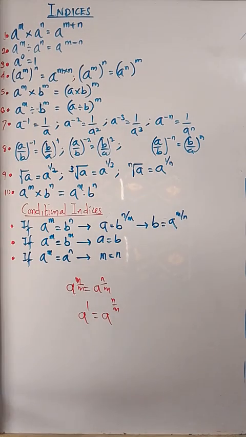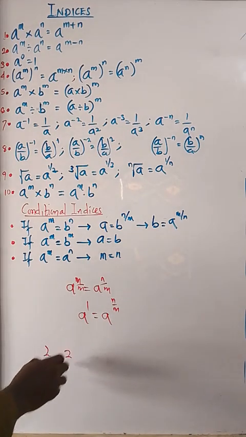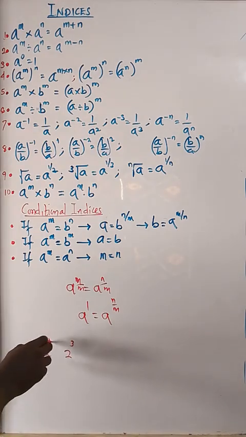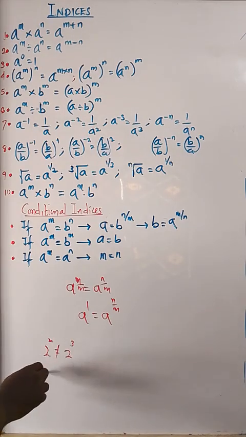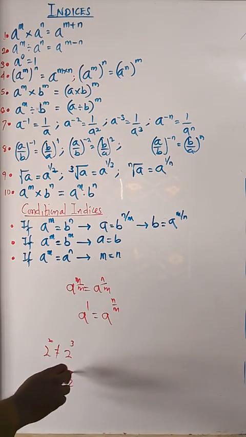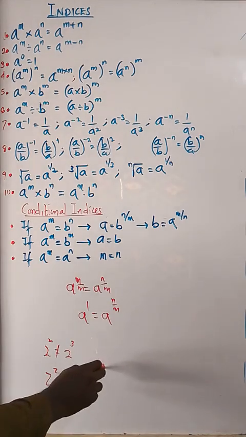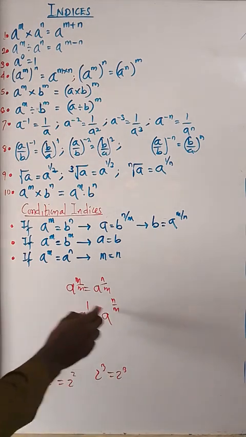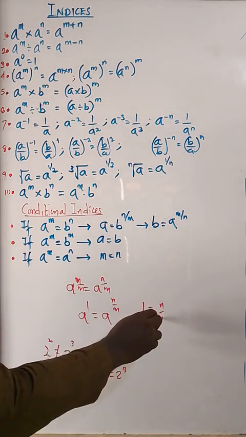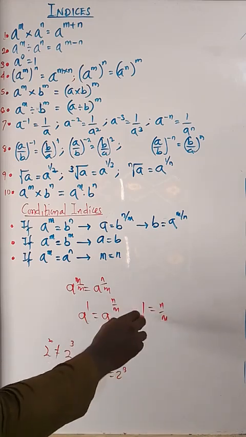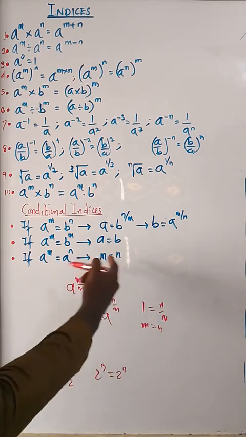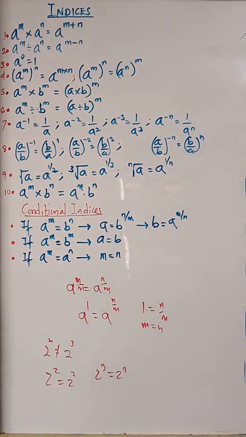It's a simple rule. If I have 2 and I have another 2, if I raise this to 3 and this to 2, they can never be equal. For them to be equal, either they are both raised to 2, 2, or they are both raised to what? 3, 3. So it means this one must be equal to 1 over m. By the time we cross multiply, m times 1 is m, so m must be equal to n, which fulfills the condition. So in total, we can say we have 13 laws of indices.